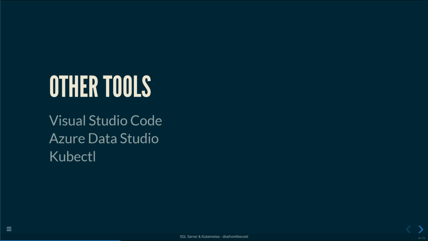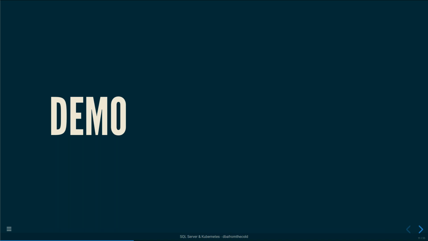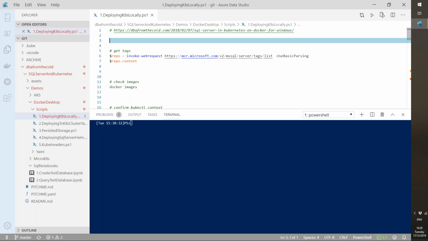Other tools that we can use, Visual Studio Code and Azure Data Studio, both have great plugins for Kubernetes and Docker, so you can explore your local instances with a nice GUI tool. And then we have kubectl there as well. This is the main command line tool that we use to interact and deploy to Kubernetes. But let's go ahead and have a demo of getting SQL Server up and running in Kubernetes.